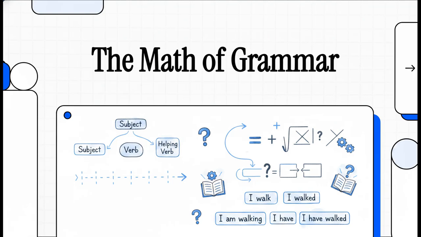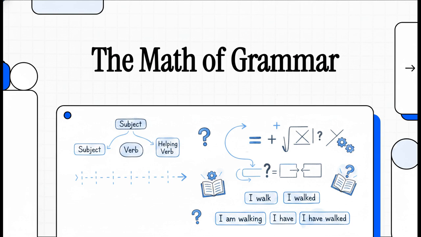Welcome to this explainer. I am so thrilled to have you here today because we're going to do something truly fascinating. If you've ever felt completely overwhelmed by the countless rules, the exceptions, and all that confusing terminology of English grammar, well, you are absolutely in the right place. Today, we're demystifying the 12 English tenses, but we're not treating them as arbitrary rules you just have to memorize.